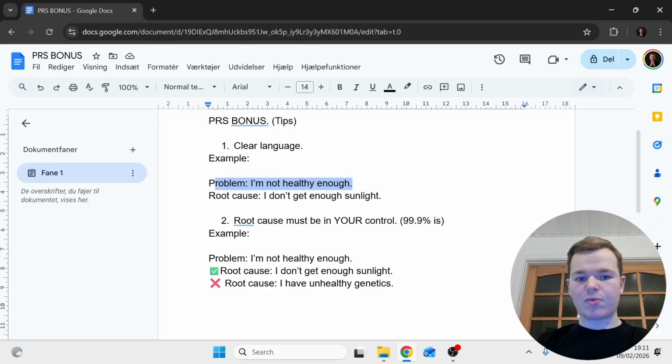So when you write down problem, I'm not healthy enough, and the root cause for that is that you don't get enough sunlight, that is a pretty vague and bad answer. Why? Because you're using the word enough. It is not specific. What is enough? That is the literal question that will be in your mind. What is enough? Like, what does enough mean? Because I don't get enough sunlight.